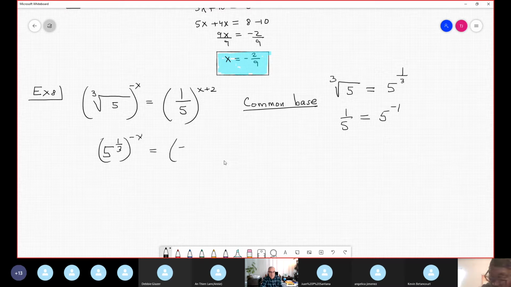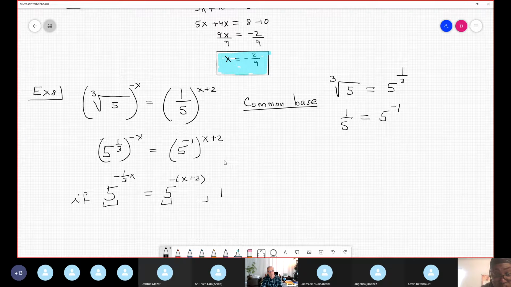On the other side, we have 5 raised to the negative 1, the reciprocal, times x plus 2. Now multiplication of exponents: the exponent of 5 is negative 1/3 x, multiplying this and this. They put a sign in front. And here it is a little bit more complicated because of the binomial, so you multiply negative 1 times x plus 2. If we have two exponentials and the base is the same, then the exponents are the same. So 1/3 x is equal to minus parenthesis x plus 2.